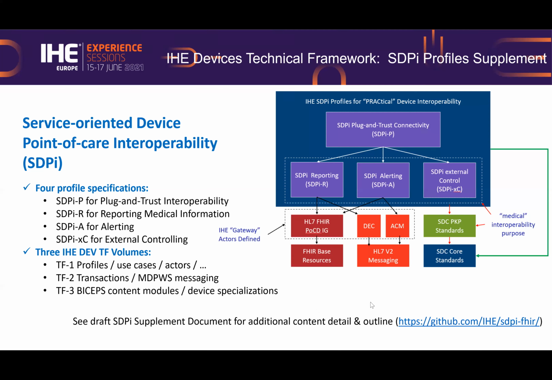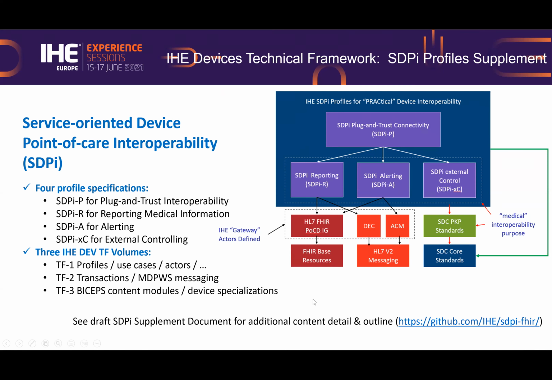So just very quickly, going back to this, right? We have 4 profiles in one supplement, and this version 1.0 will have gateways defined specifically for DEC and ACM and general for V2. And then also we have clear linkages to referenced standards, those standards upon which this is built. And of course, there's 3 volumes.